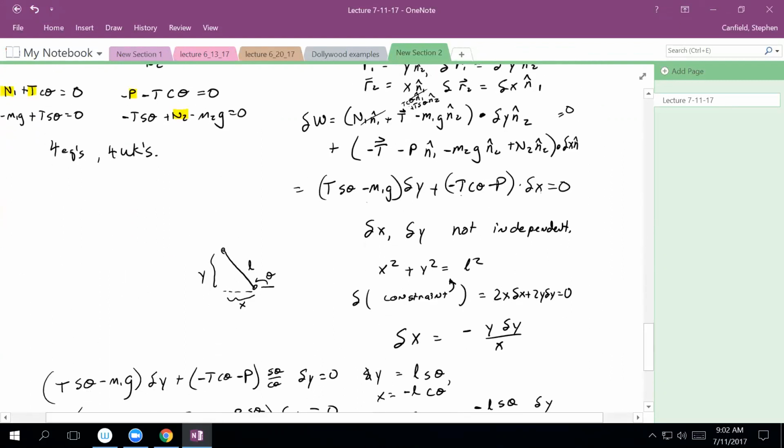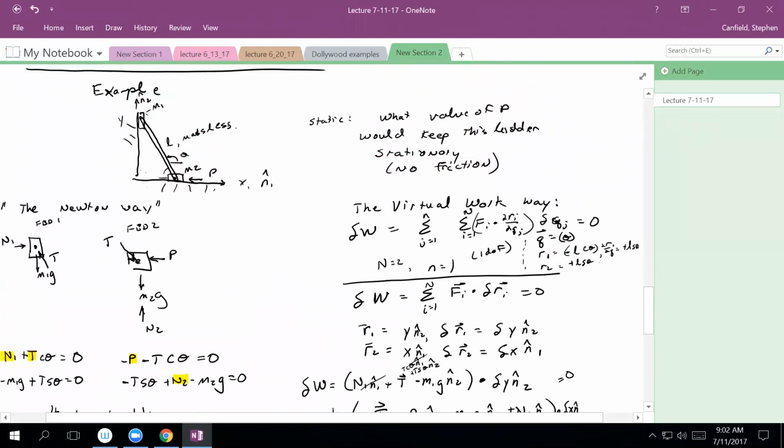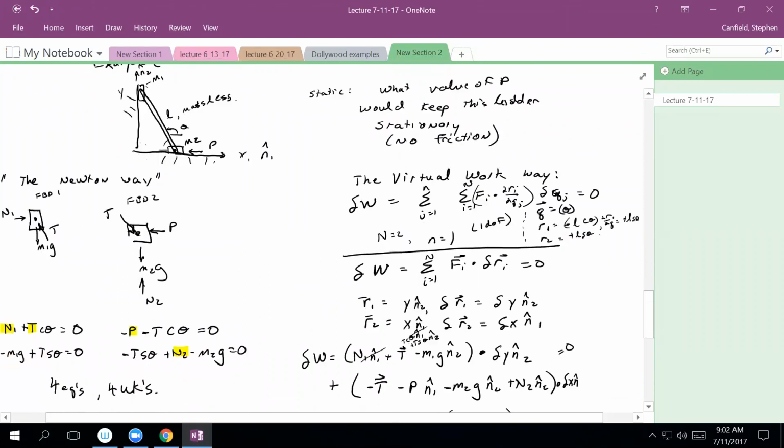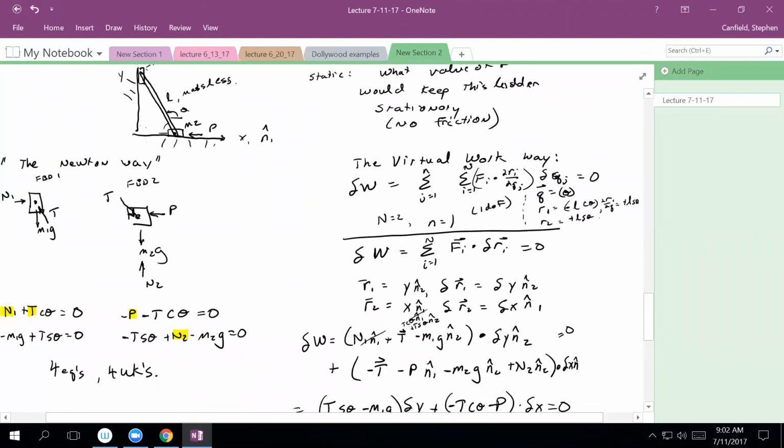Okay. Well, that was my virtual work example. Again, showing that you can treat this problem in two ways, the virtual work way or the Newton way. The Newton way is going to give us three equations for a planar problem for every body, or six equations for every rigid body in space. The virtual work method will give us a number of equations equal to the number of degrees of freedom of the system.